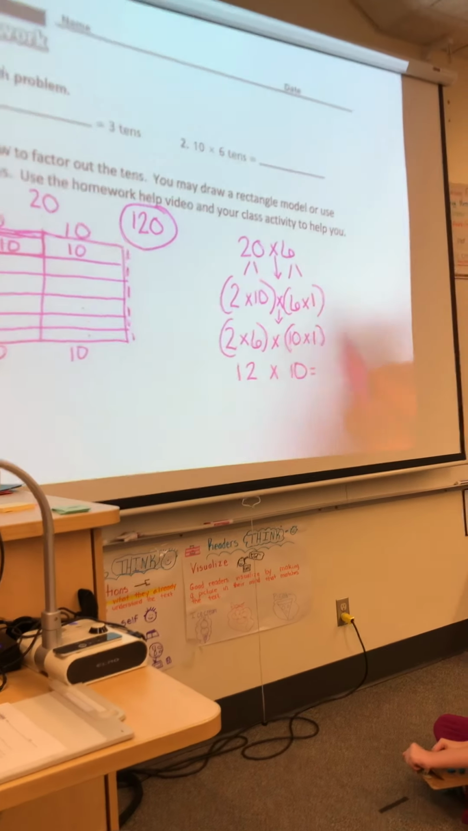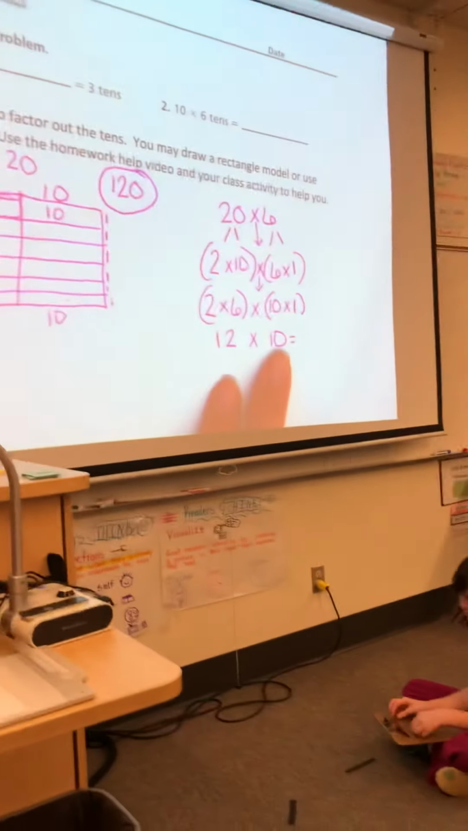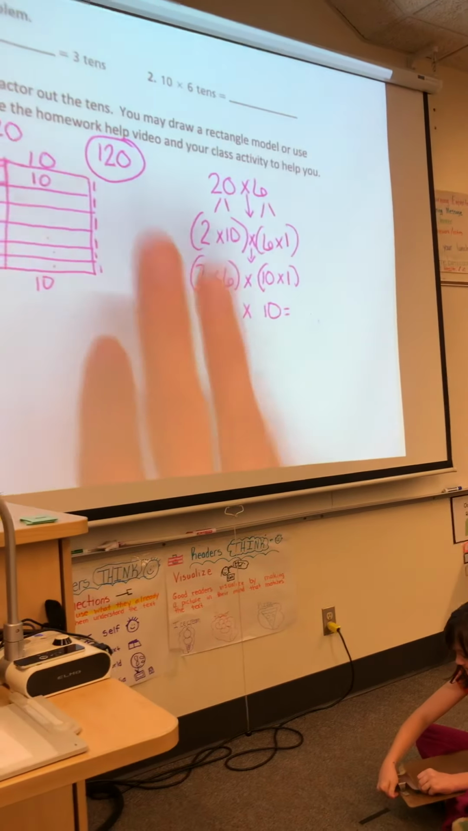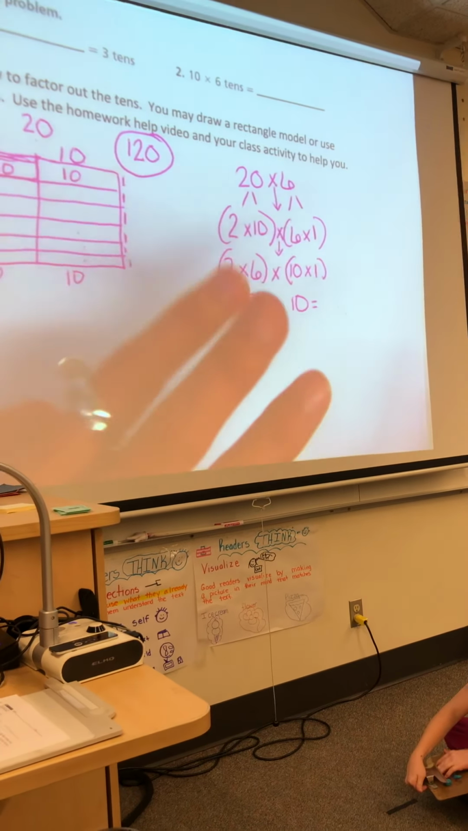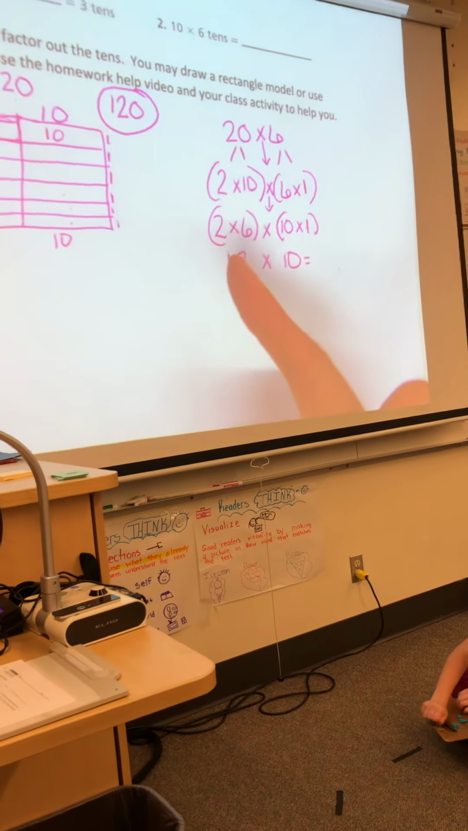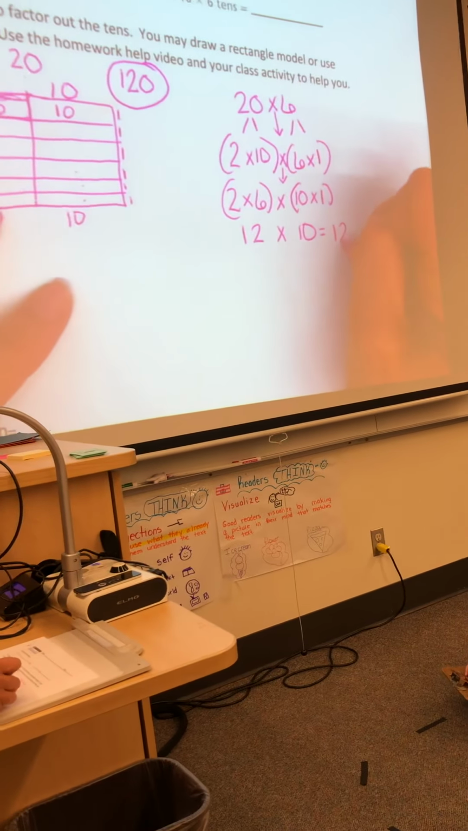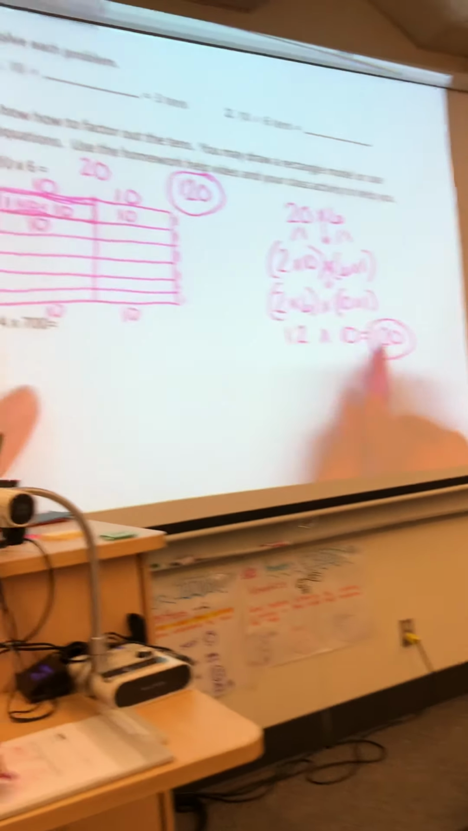So now I know to find the answer, I have to count by 10s, and I have to get 12 of them. 10, 20, 30, 40, 50, 60, 70, 80, 90, 100, 110, 120. Either way, my answer is 120.